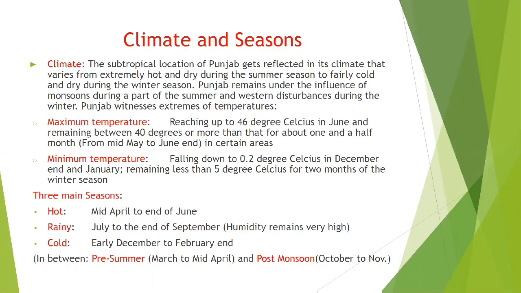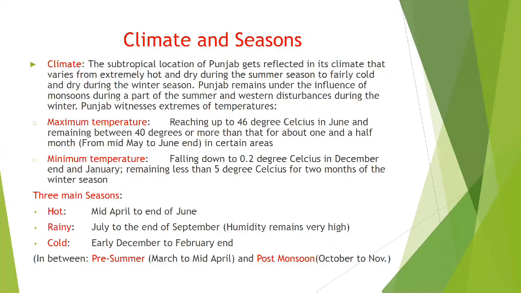Maximum temperature, it reaches up to 46 or even a little beyond that also in June and remains between 40 degrees or more up to 45 in areas like Ludhiana, especially from mid-May to June end. This year, Ludhiana recorded 46.1. In Patiala, it was 44 point something.